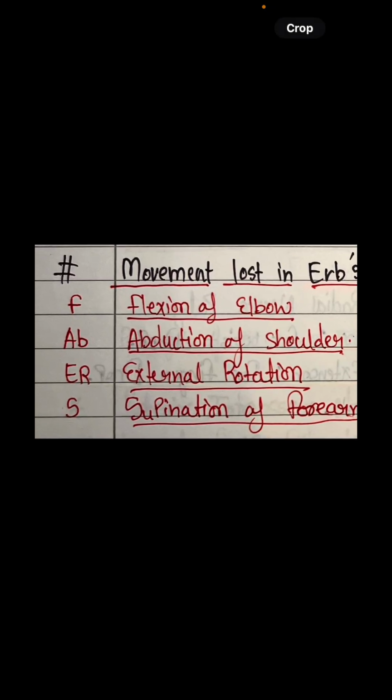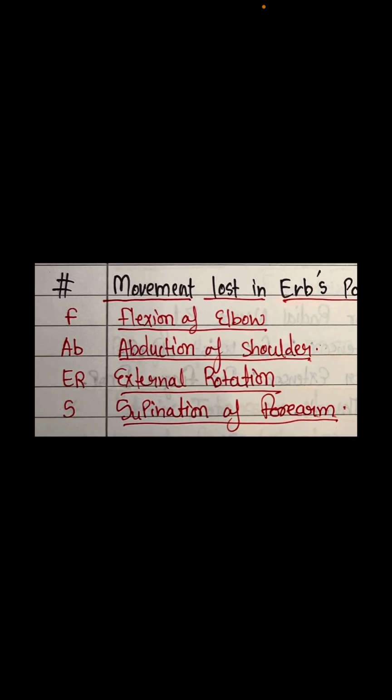We do not remember how the examiner will ask about Erb's palsy, so here is a mnemonic for you. These are the movements which will be lost in Erb's palsy. The mnemonic is FABER. So FABER will be lost in Erb's palsy. F is the flexion of the elbow which will be lost in the patient, abduction of the shoulder, external rotation, and supination of the forearm. The question will tell you that these are the movements lost in the patient.